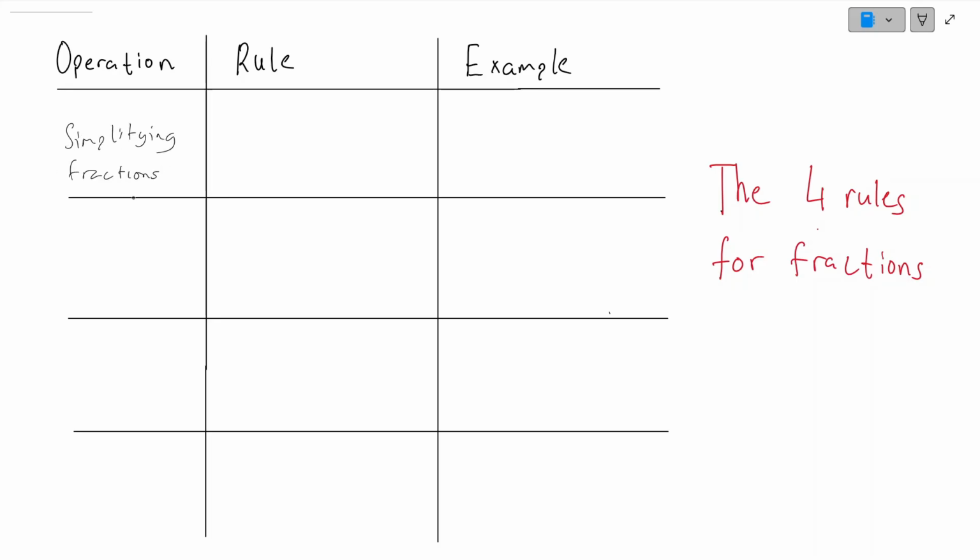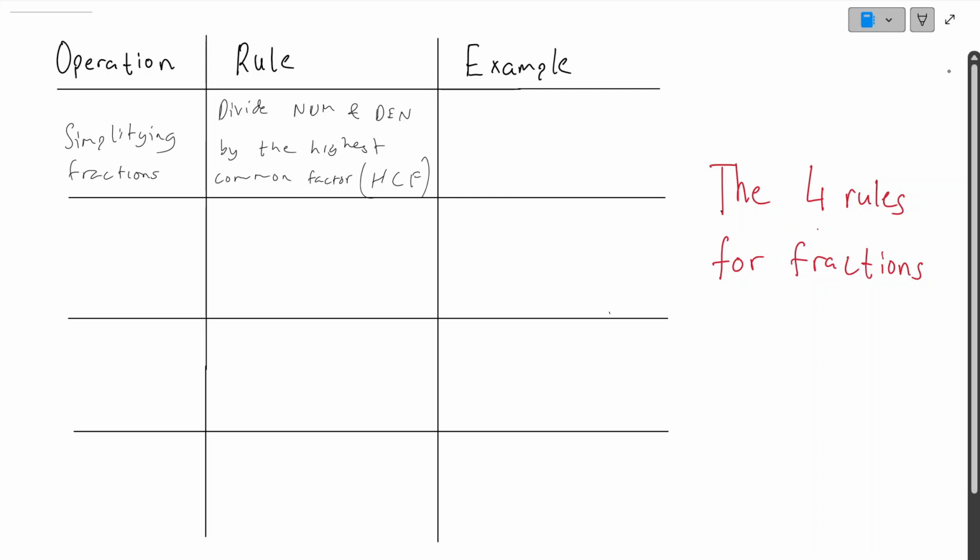And the rule to simplify is that you will divide the numerator and the denominator by the highest common factor, which is also abbreviated to HCF. And if you do not know how to do that, take a look at the video in the info card in the top right. Let's take an example of this.